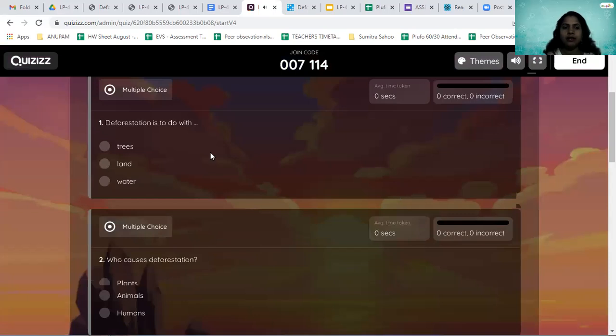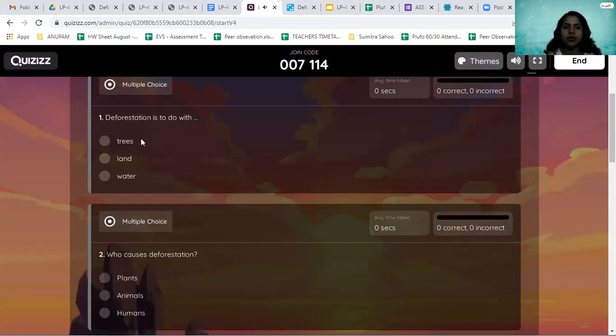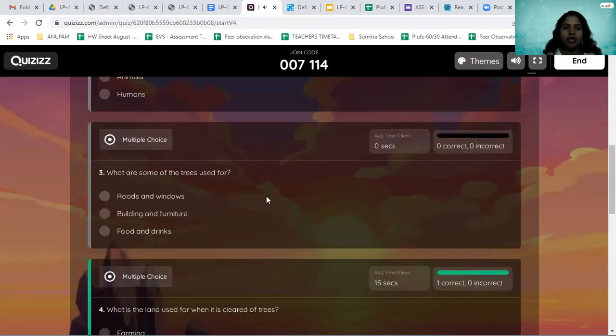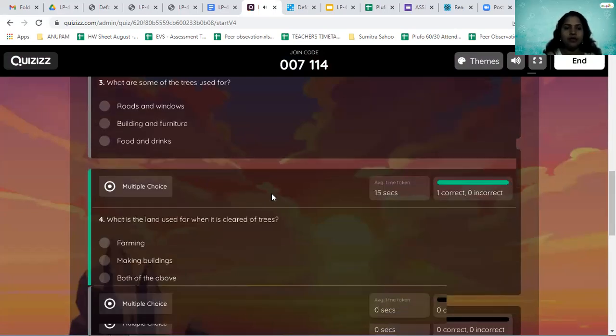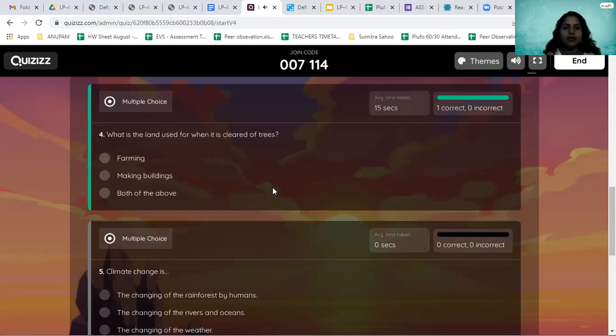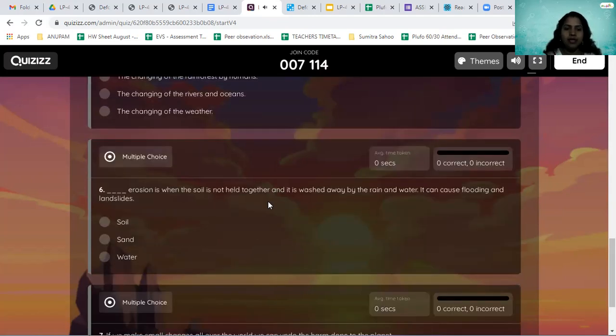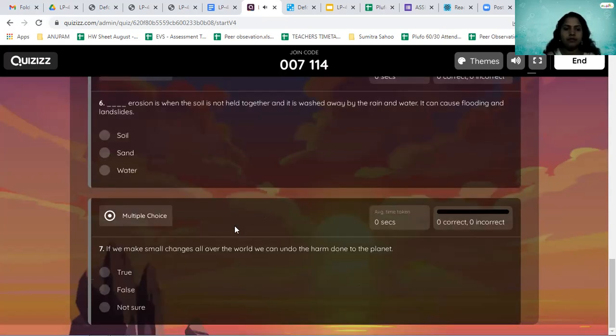Seven questions are there. Deforestation is to do with what? Trees, land and water. Easy. Who causes deforestation? What are some of the trees used for? What is the land used for when it is cleared for trees? Climate change. Soil erosion is when the soil is not healthy.